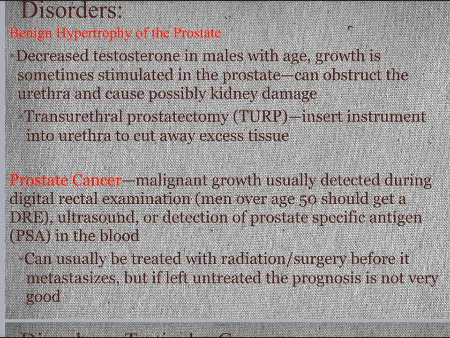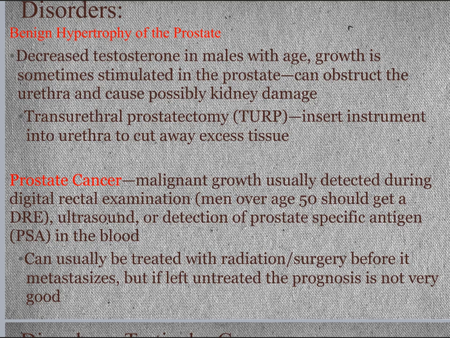So what happens? We can see a condition known as benign hypertrophy of the prostate. Basically, as males get older, the levels of testosterone decrease. The prostate will grow, and it can obstruct the urethra and cause possible kidney damage. So how big can this thing get? It could go from the size of a chestnut, especially with malignant growth, to the size of a grapefruit in a small area.